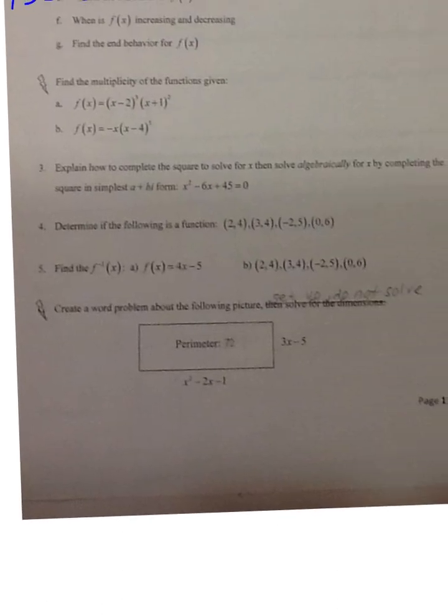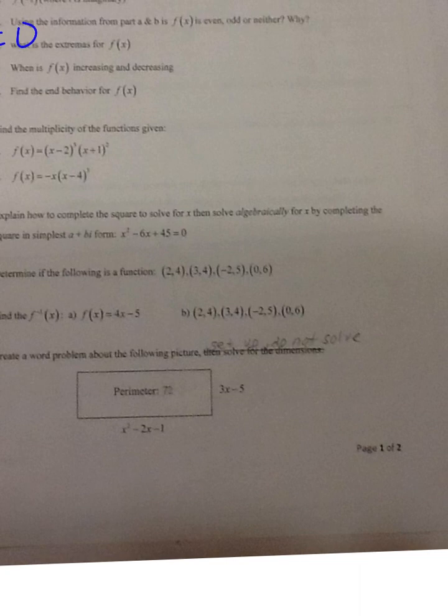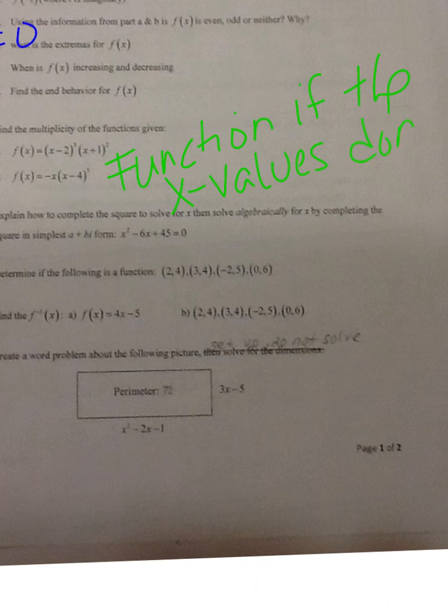Okay, number 4 says to determine if the following is a function. So you should remember this from Algebra 1. It's a function if the x values don't repeat. Remember the vertical line test? When you have a graph, if you could draw a vertical line anywhere, it's a function if it hits it once. So it's the same thing with points.